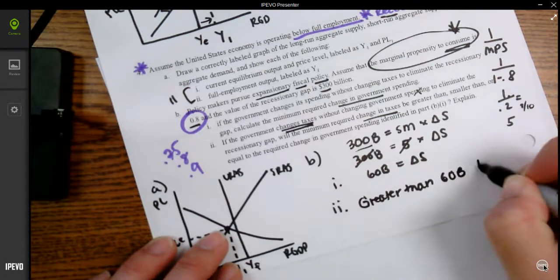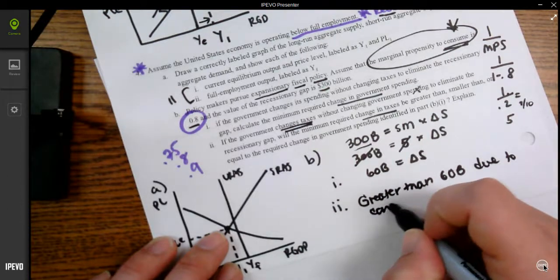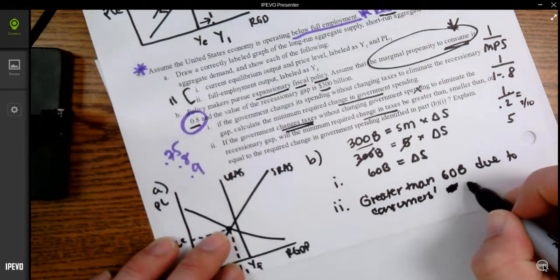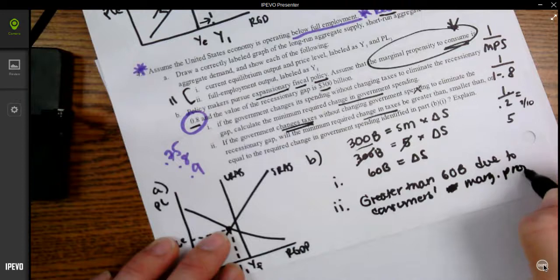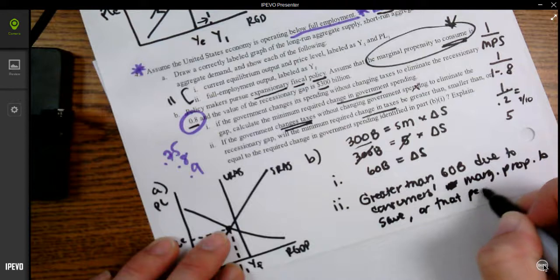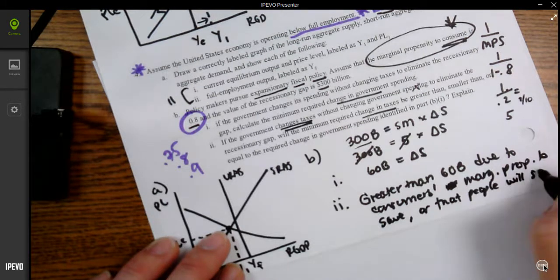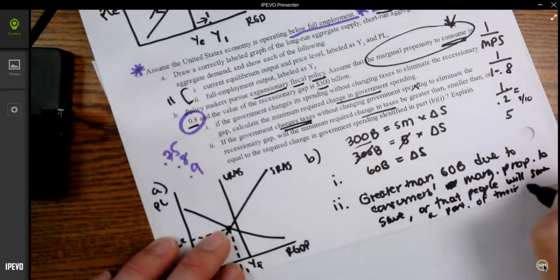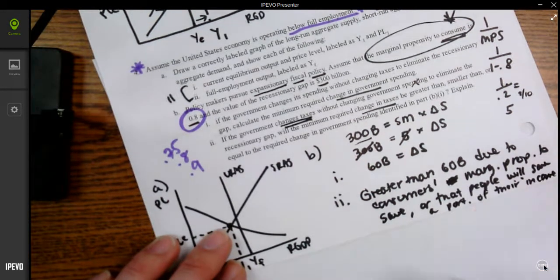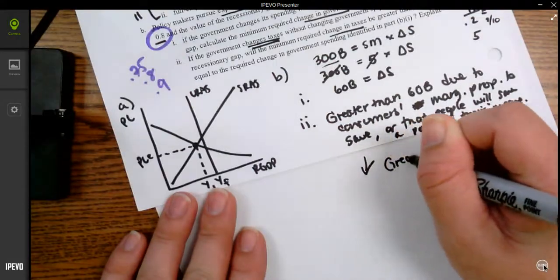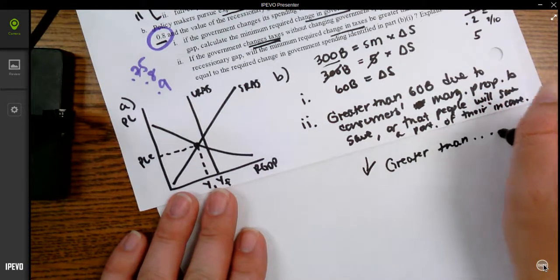60 billion due to consumers' marginal propensity to save, or that people will save a portion of their income. Now, remember, I also told you that you could explain this through the math. So you also could say greater than, and, you know, explain this above.